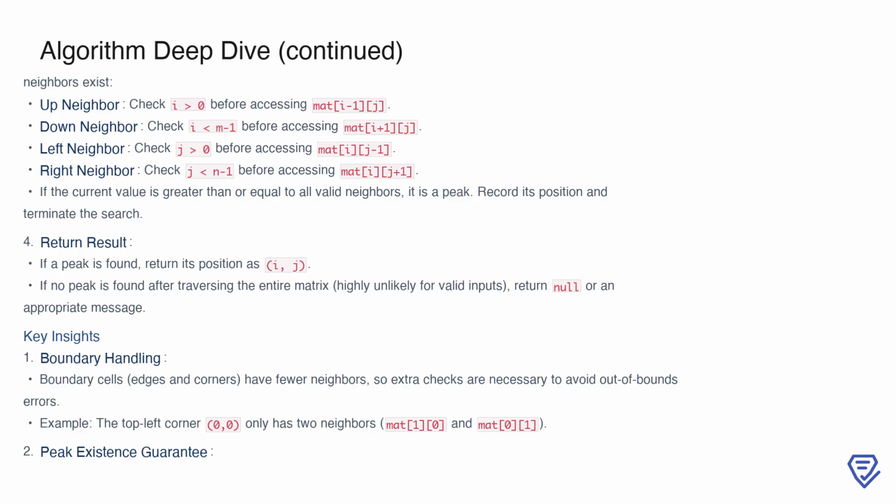Additionally, special attention is given to boundary handling, as edge and corner cells have fewer neighbors, requiring specific checks to avoid errors. For example, the top left corner has only 2 neighbors, so we need to ensure those are considered properly. It's also worth noting that in any valid 2D matrix, at least one peak is guaranteed because every element has a finite number of comparisons.